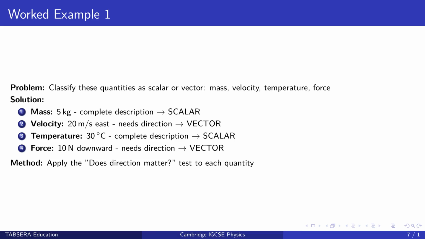Third, temperature. 30 degrees Celsius is complete. Temperature has no direction. Therefore, temperature is a scalar. Fourth, force. 10 newtons downward needs direction because forces act in specific directions. Therefore, force is a vector.